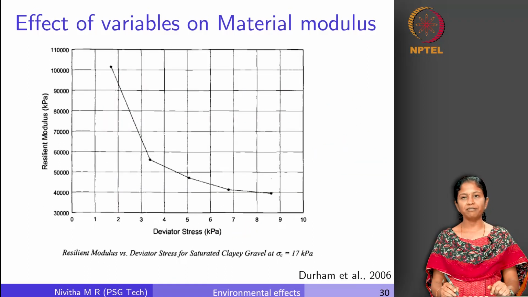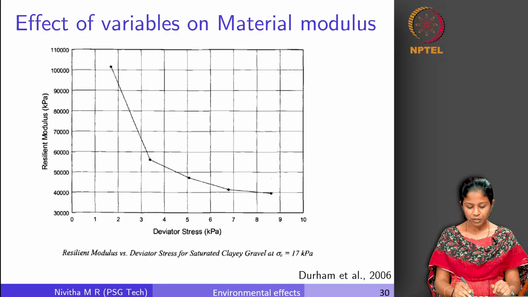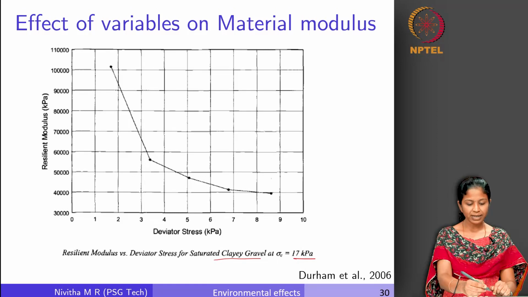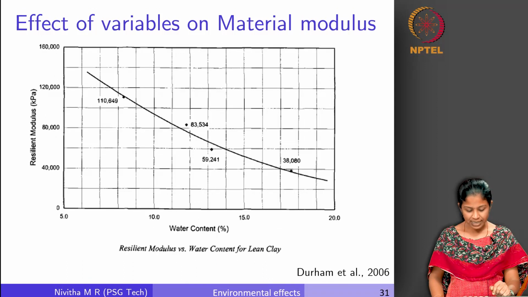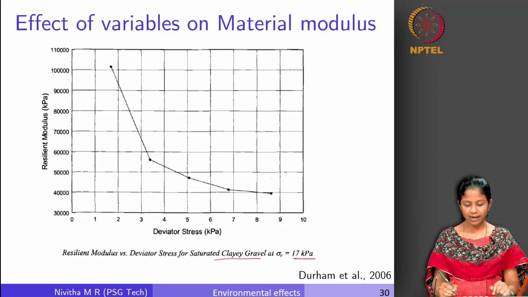And this is also defined differently for different kinds of materials. This is the same plot for a saturated clayey gravel at a confining pressure of 17 kilopascal. So, we can see the variation. We can see a similar one for a saturated clayey gravel. Depending upon the type of material, this relationship will again vary.